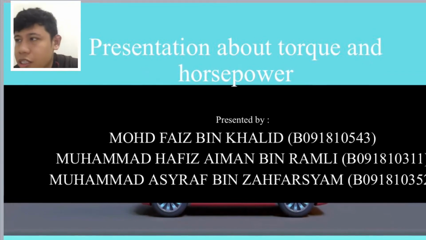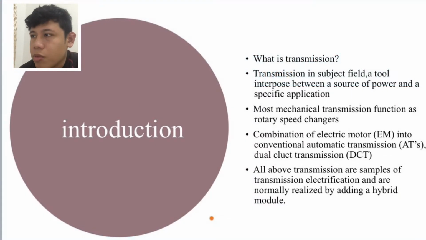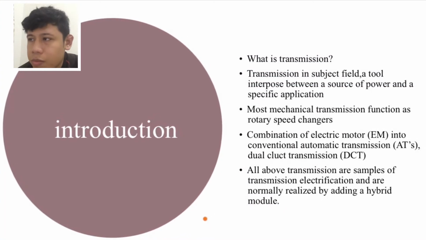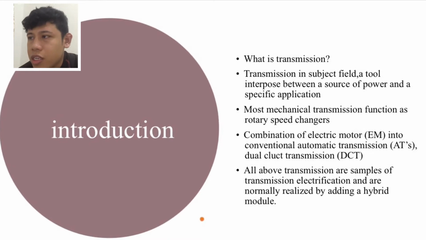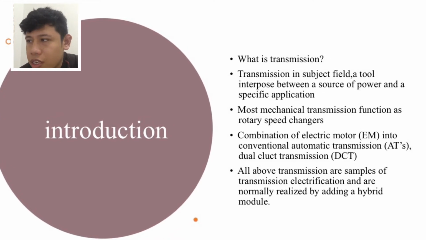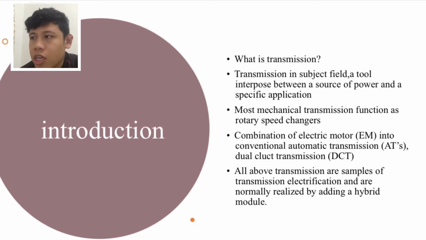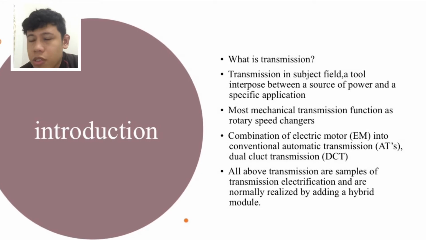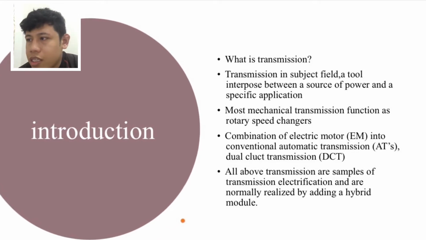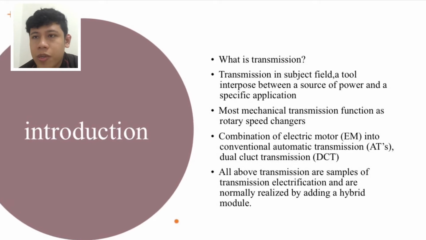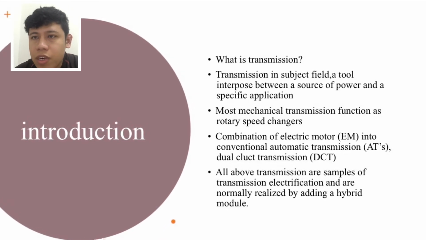Transmission, in the subject field, is a tool interposed between a source of power and a specific application. Most mechanical transmissions function as rotary speed changers. Combinations of an electric motor with a conventional automatic transmission or a dual clutch transmission are all examples of electrified transmissions, and are normally realized by adding a hybrid module. So I will move to the next slide.